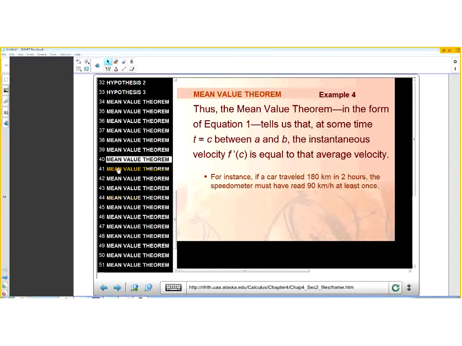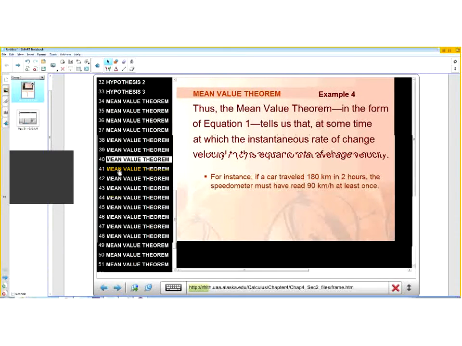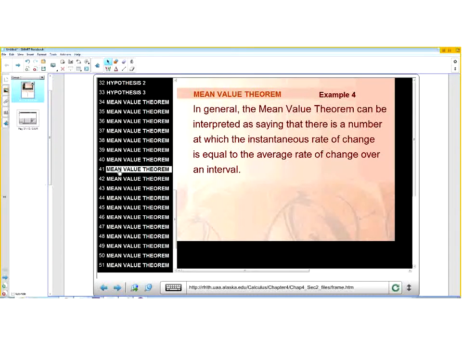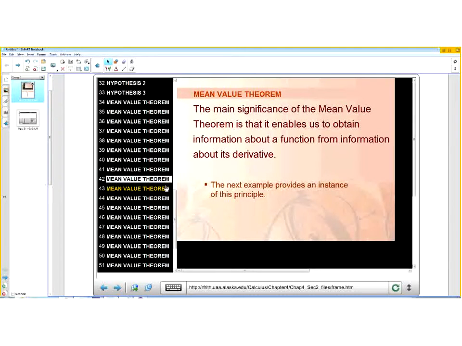So still on the topic of mean value theorem. The mean value theorem can be interpreted as saying there's a number at which the instantaneous rate of change is equal to the average rate of change over an interval. That's just because the slope of the tangent line at some number is the same as the slope of the secant line connecting the endpoints of the interval. So we can obtain information about a function from information about a derivative.